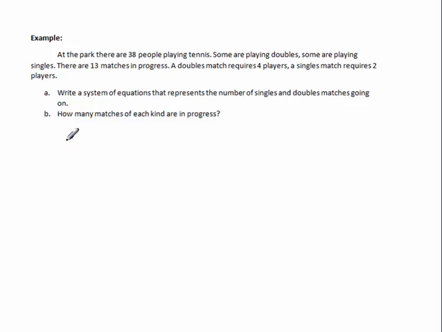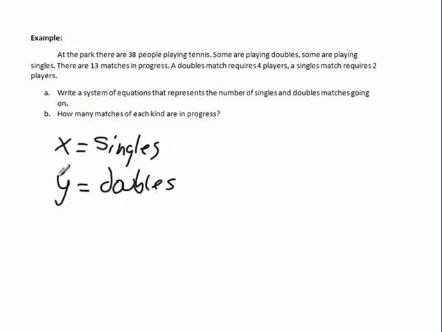All right, so first things first, we need to define our variables. Here, let x equal singles matches, and y is going to be doubles. In general, they're going to spell it out for us here. This tells me my variables. Again, we let x equal singles and y equal doubles. This is very important because it goes into what we're going to put together as far as the system of equations.